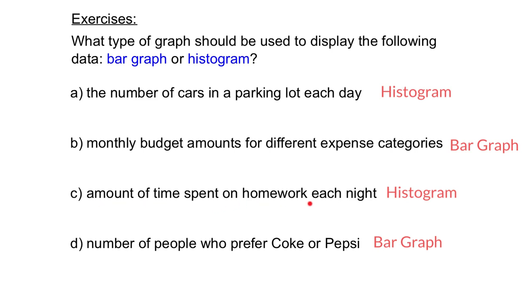Amount of time spent on homework each night. Well, time is measured in numbers. We're not breaking it into amounts of time spent on different subjects' homework. This is just homework in general, so there's not different categories here. Just the amount of time is the only variable, so we're going to use a histogram. And the number of people, you might think that's a number, but number of people who prefer Coke or Pepsi. So we're breaking that down into two different categories here. So because we have two different categories, this is categorical data, we're going to represent that with a bar graph.